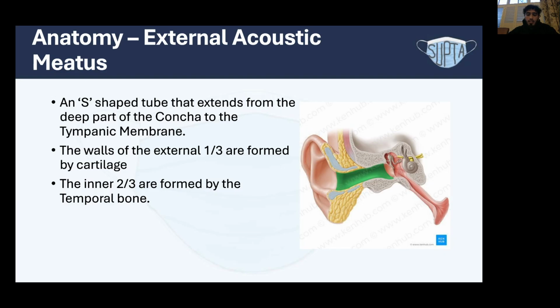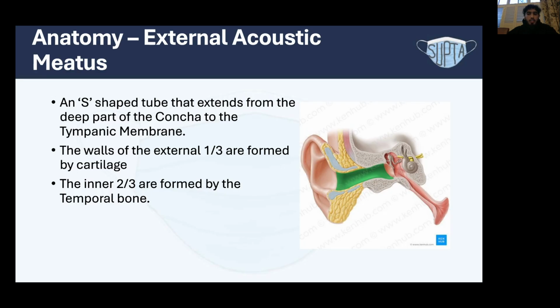Within the canal itself, there's subcutaneous tissue, specifically in the cartilaginous part, so the lateral third, and it has modified sweat glands known as ceruminous glands, which produce earwax, also called cerumen. Cerumen, along with the small hair cells, lines the canal, and that prevents small objects, small particles, things like insects, from entering into the eardrum and causing damage.